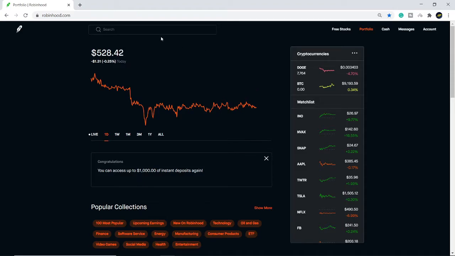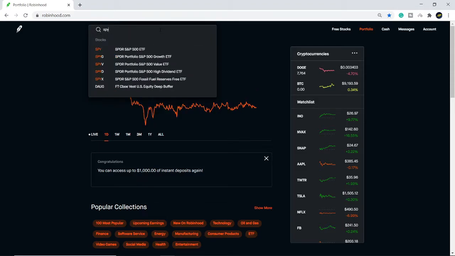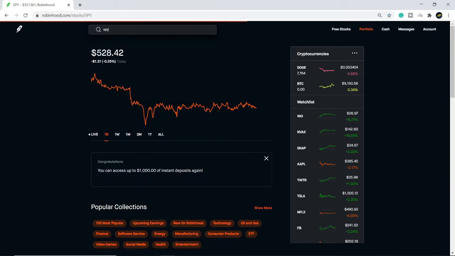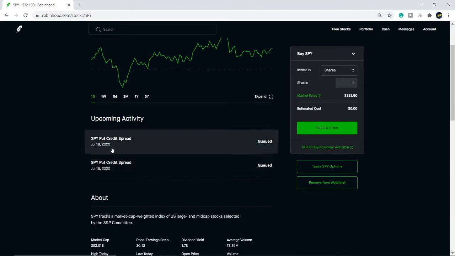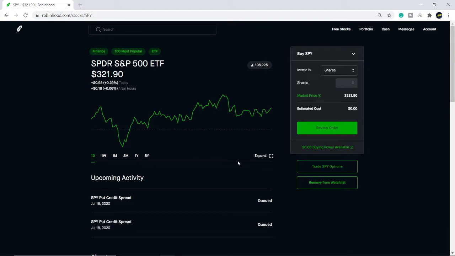So essentially, you just want to pick a stock, any stock. I'm doing SPY because that's my favorite stock to trade credit spreads on because you have 3 expiration dates in one single week and you can maximize your gains. So as you can see, I have a few of them pending for Monday. And essentially you just want to click trade options.